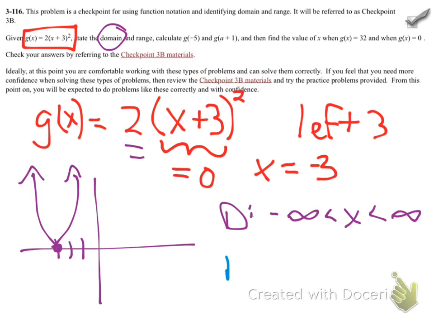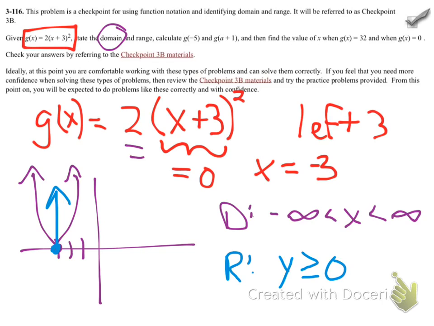For the range, the possible y values start at 0 and only go up. There are never any down here. Those do not work. So the range is all values greater than or equal to 0, because 0 actually does work. So y is greater than or equal to 0.